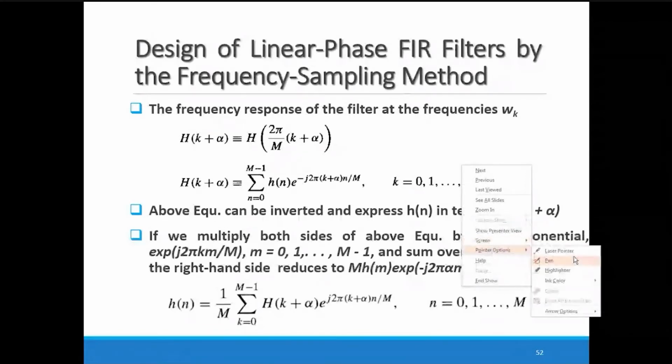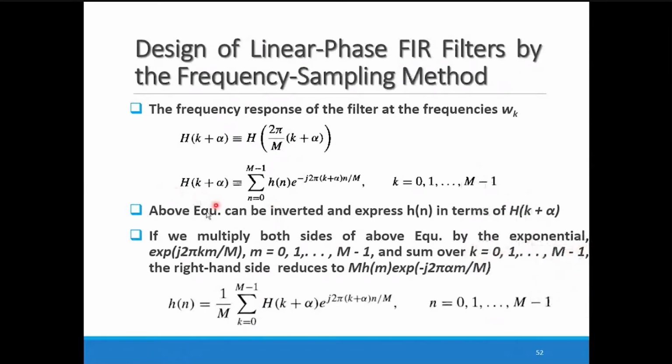This equation will give you the value of capital H of k plus alpha, which is nothing but the frequency response. Suppose I invert that particular equation, it will give you the impulse response h of n. That is nothing but the inverse DFT. So that is mentioned over here: the above equation can be inverted to express h of n in terms of H of k plus alpha.